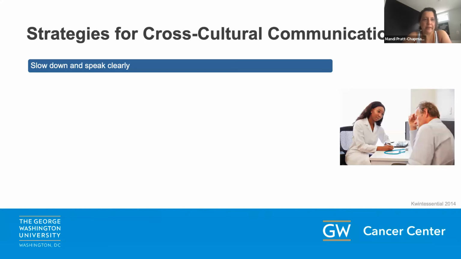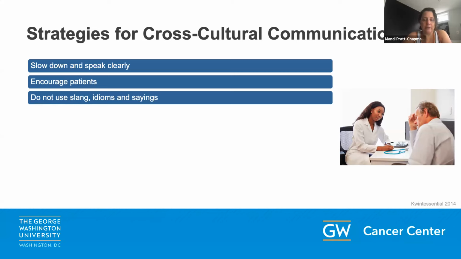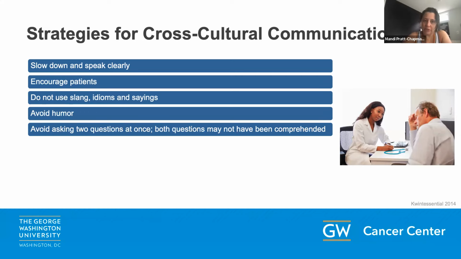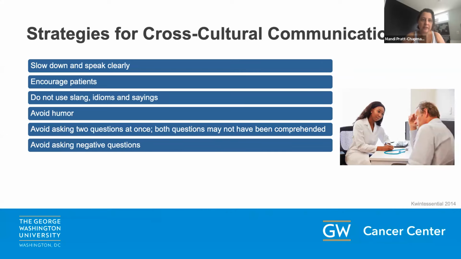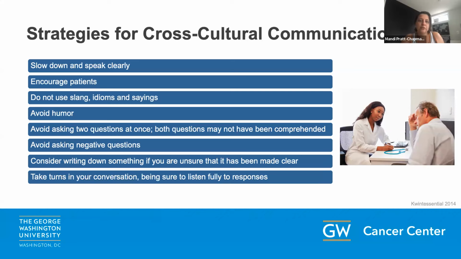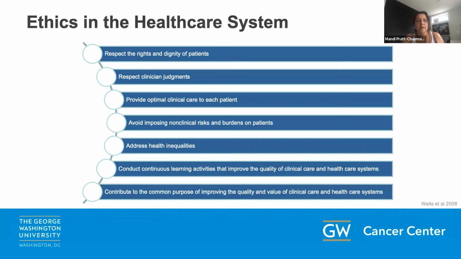It's just sometimes we have to remind ourselves to slow down, speak clearly, encourage patience, and try to avoid slang and idioms because sometimes they just don't translate or someone doesn't understand them. Avoid humor until you know if it's okay and how it's okay. Avoid asking two questions at once. I do this all the time, but just so that comprehension is clear. Avoid asking negative questions. Consider writing down something if you think it might not be clear. Take turns in the conversation and listen fully, and then summarize and repeat what's been said.